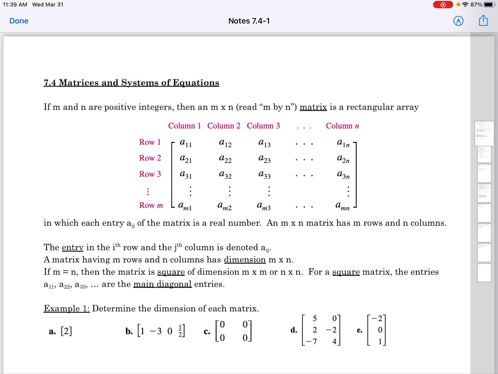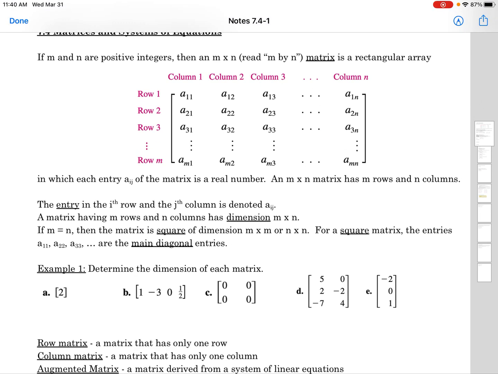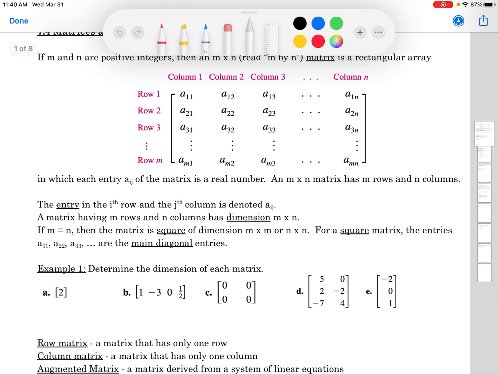A sub ij is considered an entry, and what that means is it is in row i and column j. Almost like if you were to open an Excel document and you have your rows and your columns. An m by n matrix has m rows and n columns. So the first number here is my rows, and my second number here is my columns. So this is rows, this is columns. A matrix that has m rows and n columns is said to have dimension m by n.